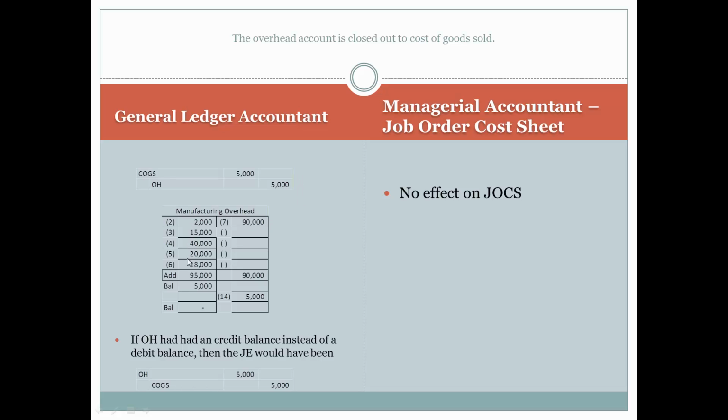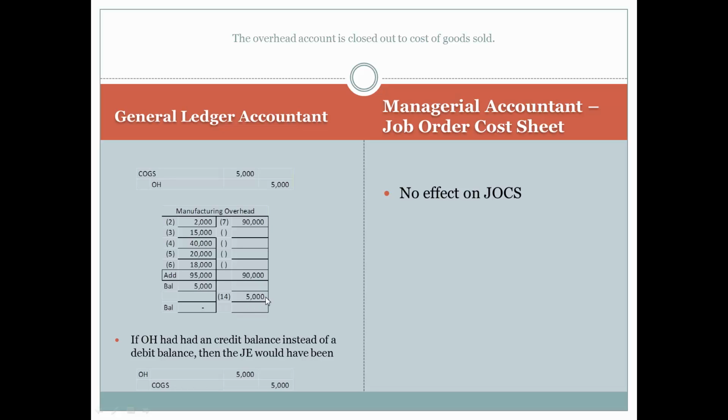So let's look at this again. These are all of our actual expenses, and these were our applied overhead. We had a balance at the end. We had a debit balance of $5,000, so we are going to credit $5,000 in order to zero out this account. So this would be $95,000 here, $95,000 here, which would equal 0.